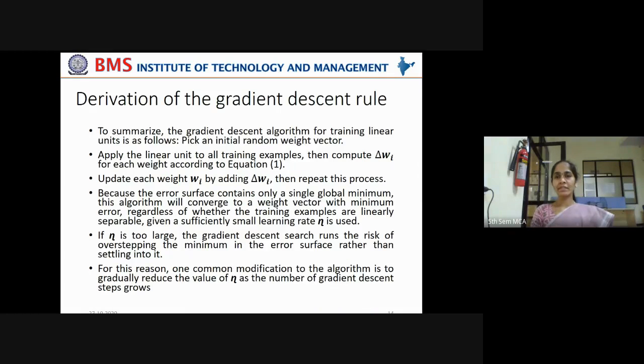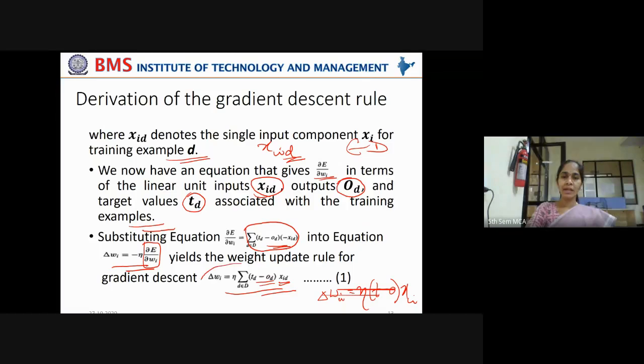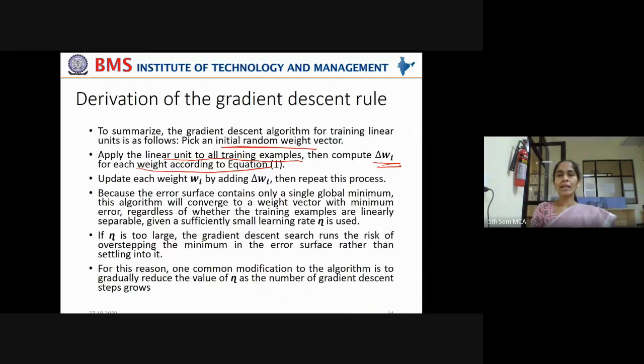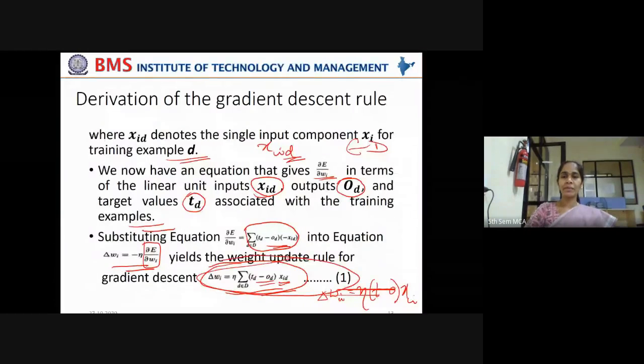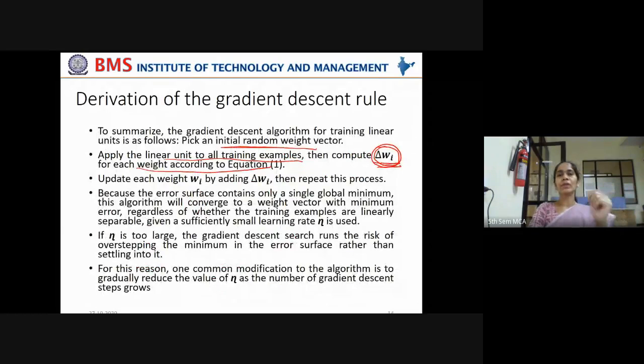Now to summarize, the gradient descent algorithm for training linear units is as follows. How will the steps move? Let us see. Pick an initial random weight vector. Let us start with some random weight vector. Apply the linear unit to all training examples. Then compute the change to be made to each weight according to equation 1. According to this formula, the model will calculate what change has to be made to the weight, delta Wi. Now that is added to the old weight in order to get the new optimal weight. Update each weight Wi by adding delta Wi, then repeat this process, because the error surface contains only a single global minimum, right?